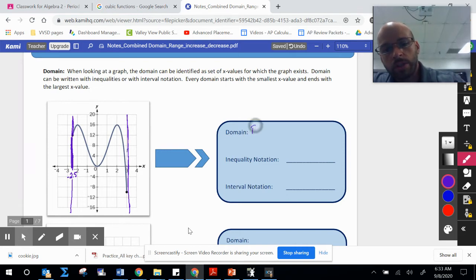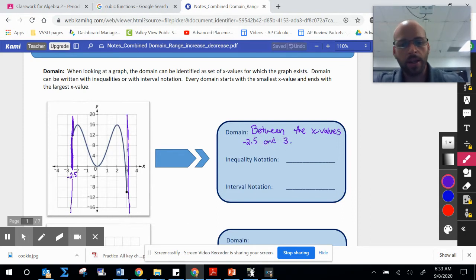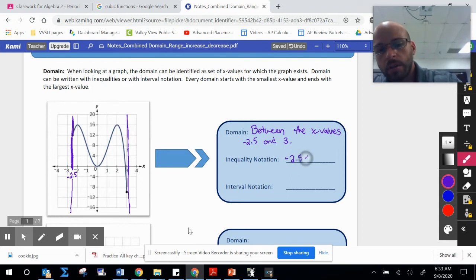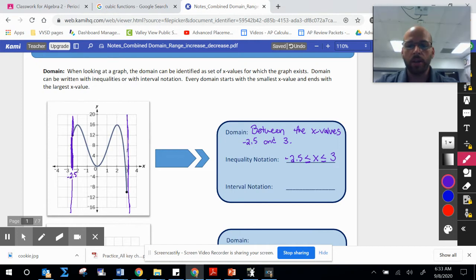If I wrote it in words, I would say that my graph is between the x values negative 2.5 and a positive 3. But inequality notation allows us to write it a little quicker. And I use this less than or equal to symbol. This is how we write a between statement. So when I write it using inequality notation, it's saying that x is between negative 2.5 and 3. So that's how we do it with inequalities.